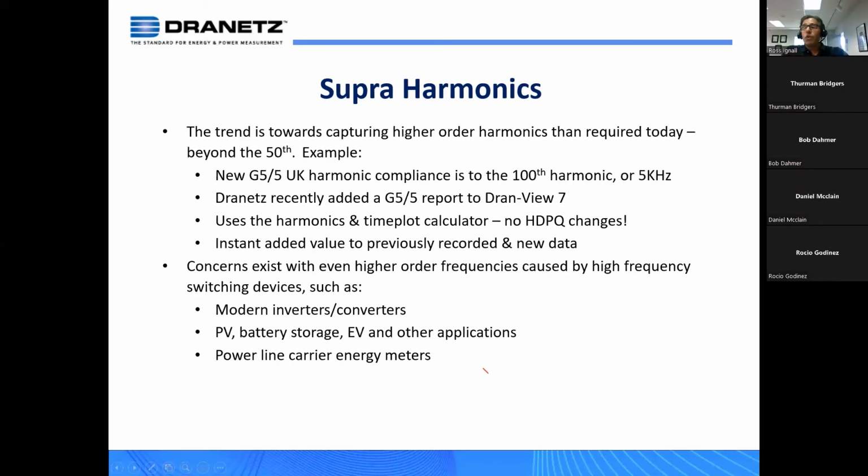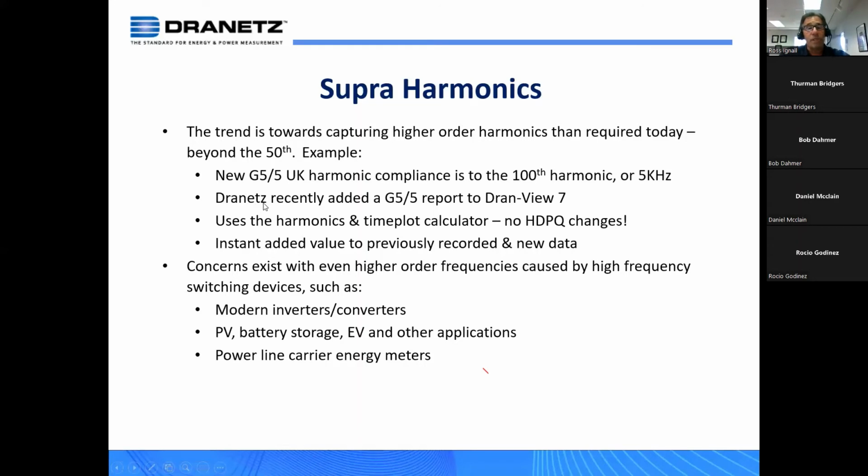But again, there's a trend in the industry to capture higher order harmonics than are required by today's 50th harmonic standard. A recent example is in the UK. They have a fairly new G5/5 UK harmonic compliance report that's required up to the 100th harmonic. This replaced the older G5/4 harmonics, which I believe was up to the 50th. So this requires harmonic reporting up into the 100th, or 5 kilohertz.